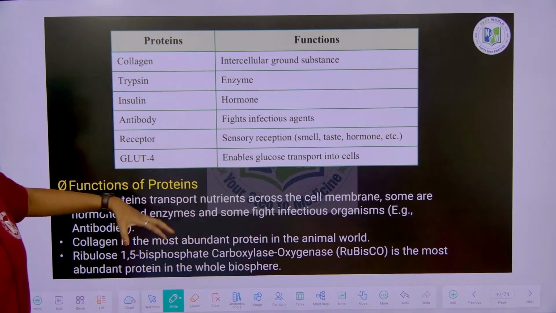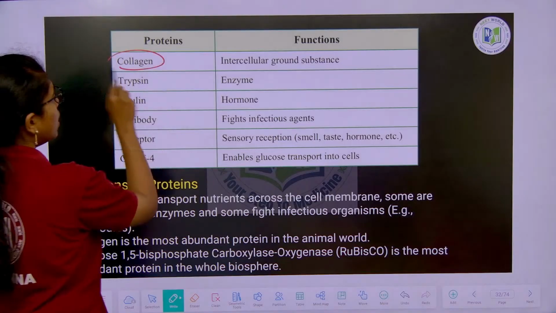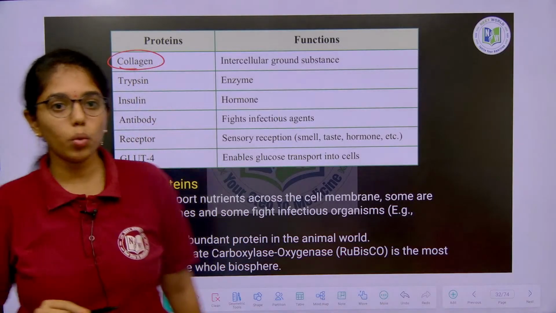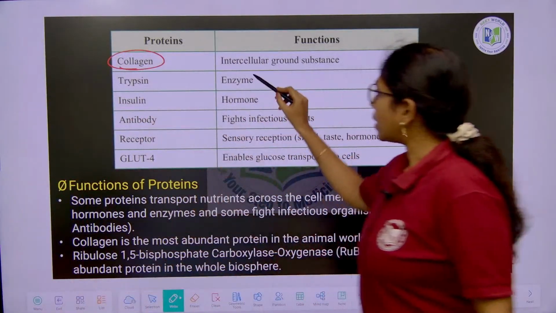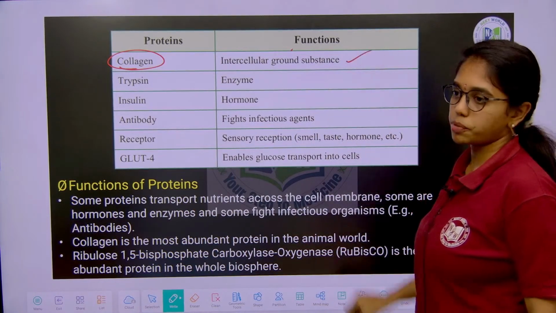Proteins are present in n number of forms in our body. Collagen is the abundant protein in the animal world. It forms the intercellular ground substance.